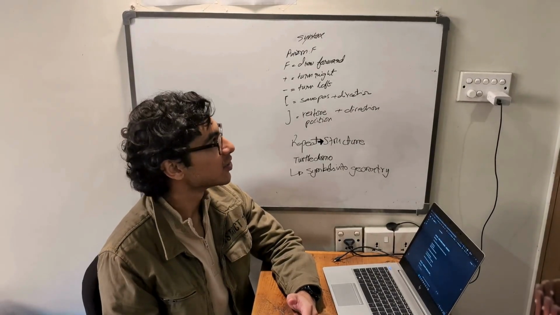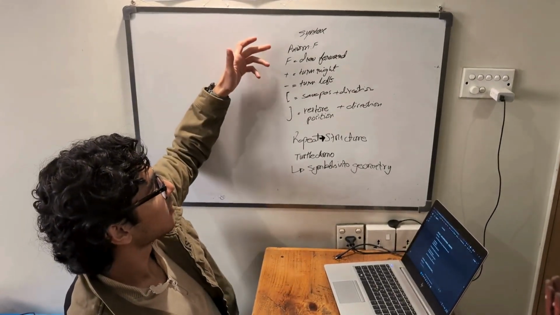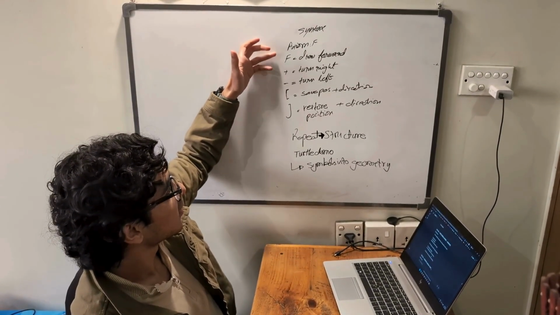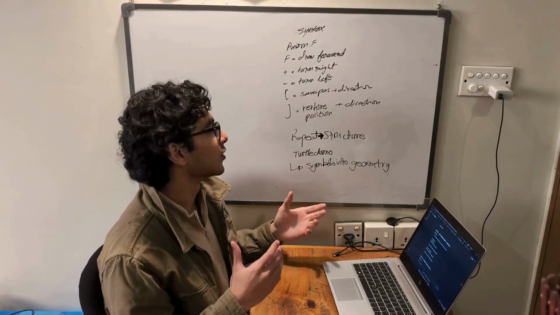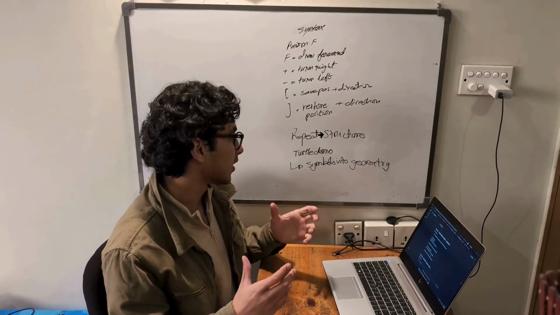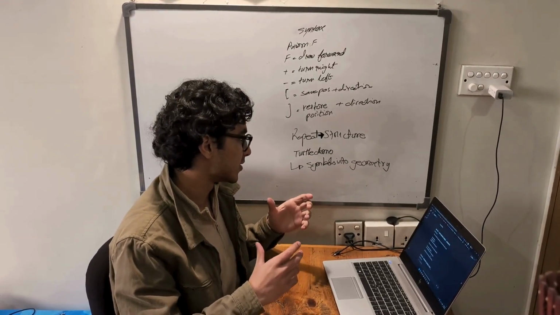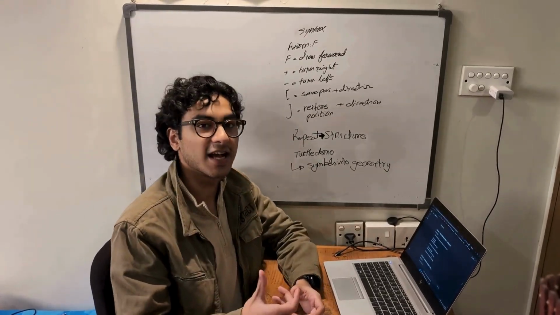Then comes the turtle bridge that converts syntax into geometry. For example, F draws forward, plus or minus changes direction, and these are position based. So, what this turtle bridge does is it converts symbols and syntax into geometry that repeats.